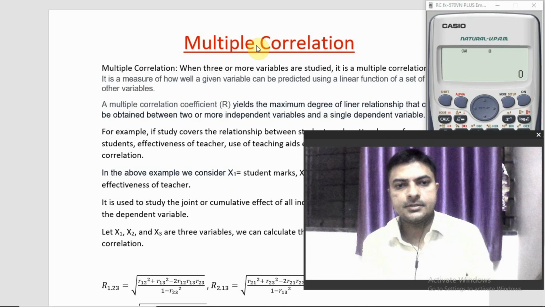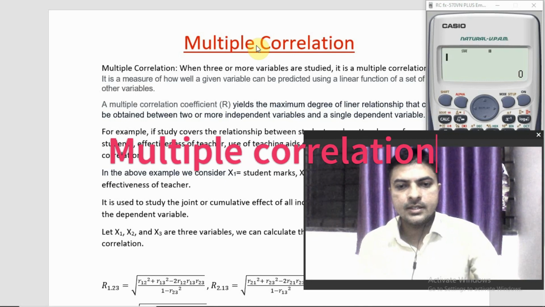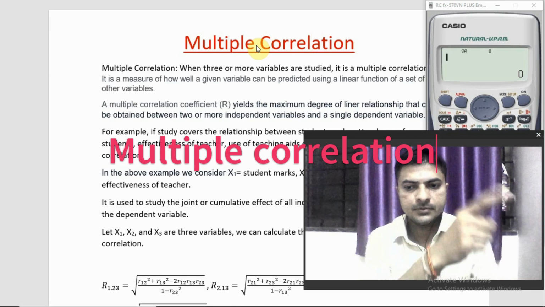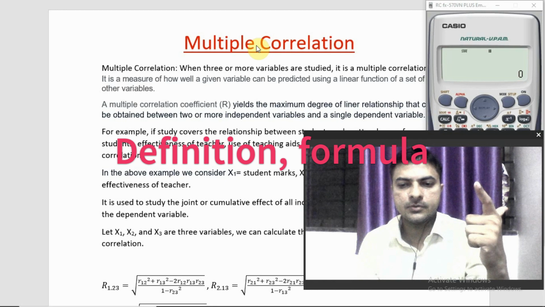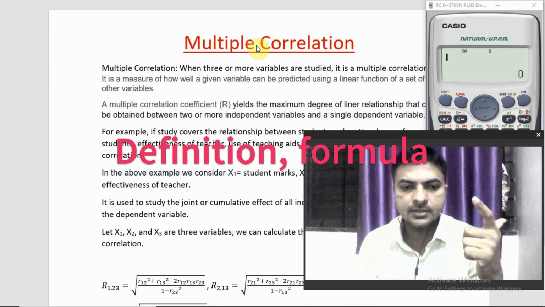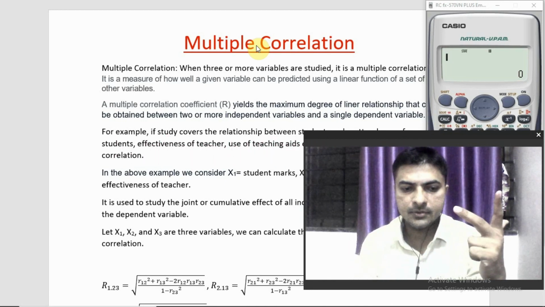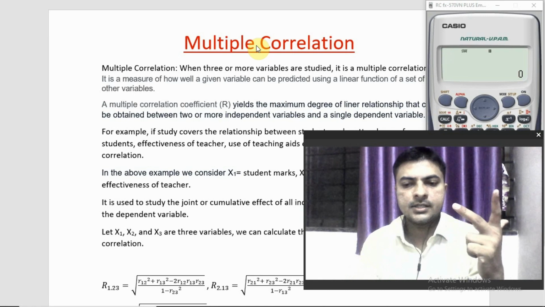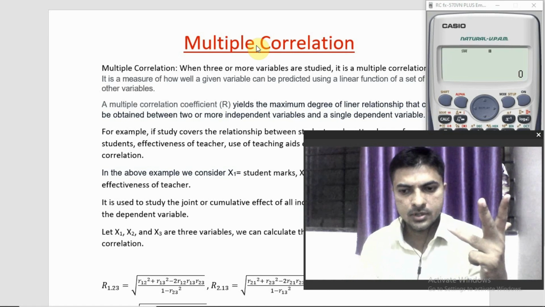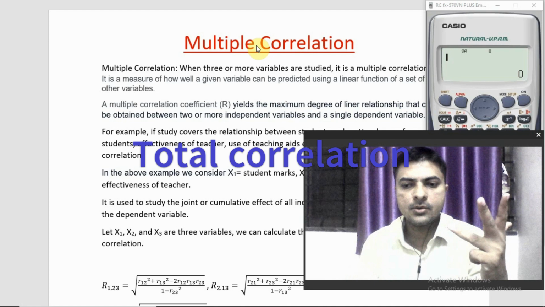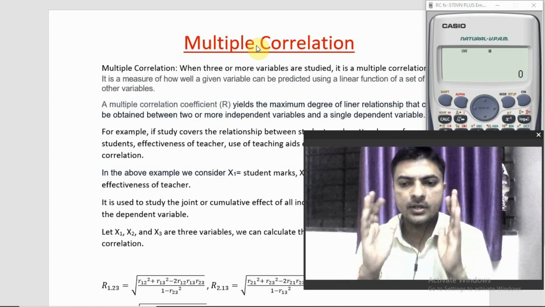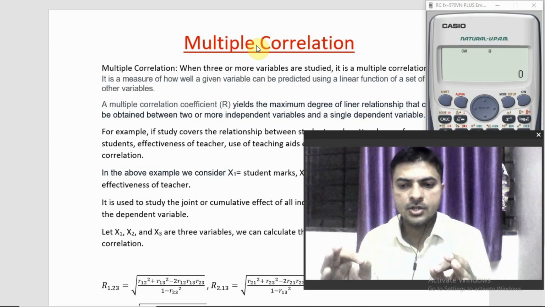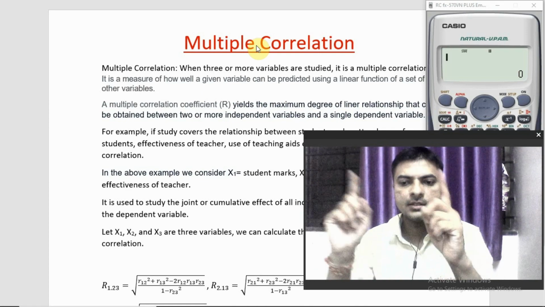Hello students, today we are going to learn multiple correlation. In this we will first see the definition, then some applied examples. Later we come to the formula and we study total correlation in this multiple correlation, and then we are going to solve a very important example from the examination point of view using the calculator.